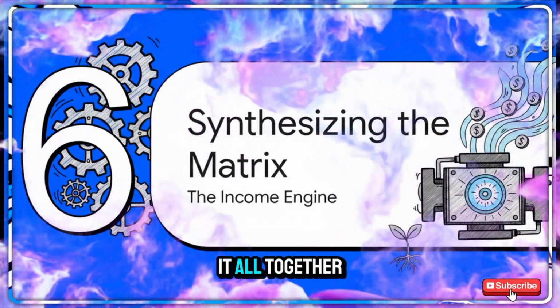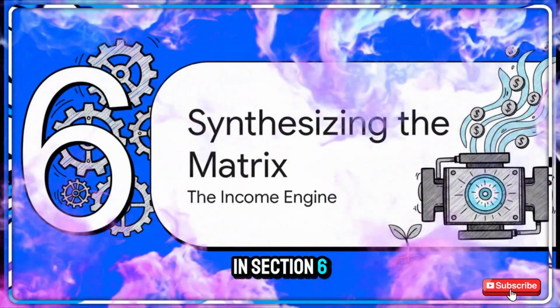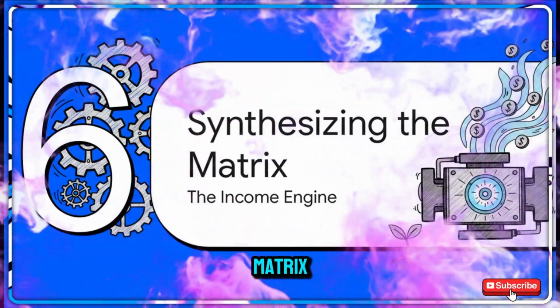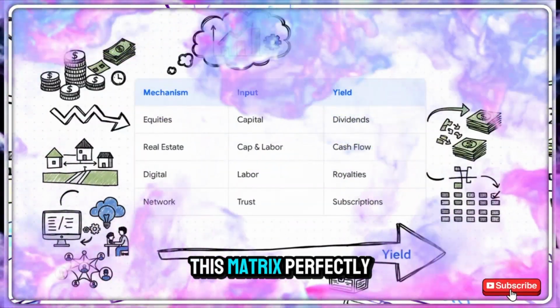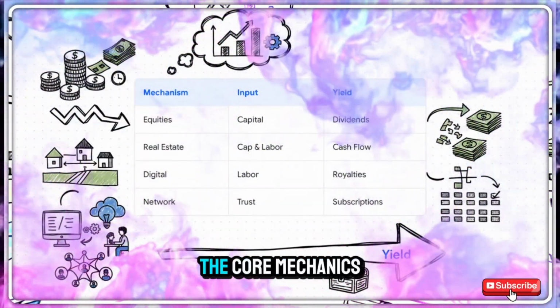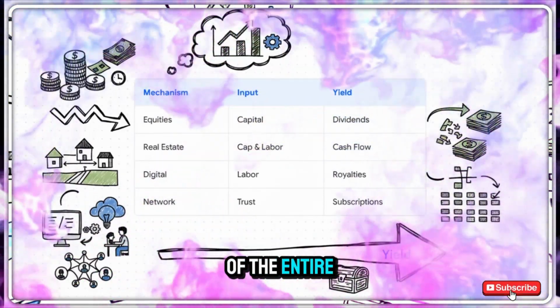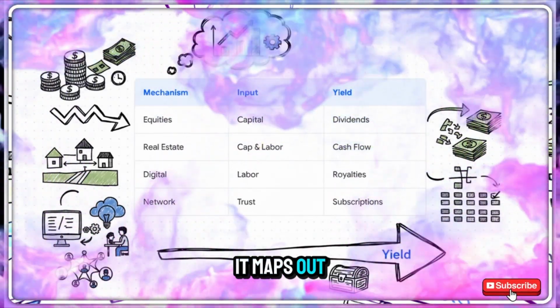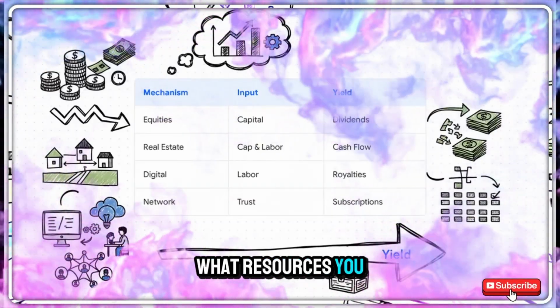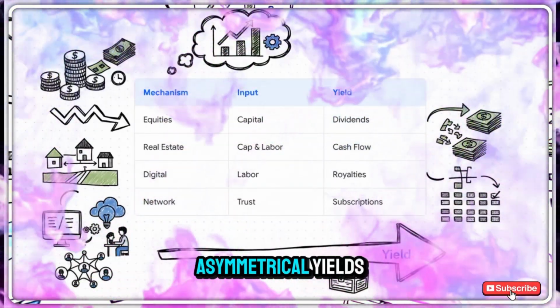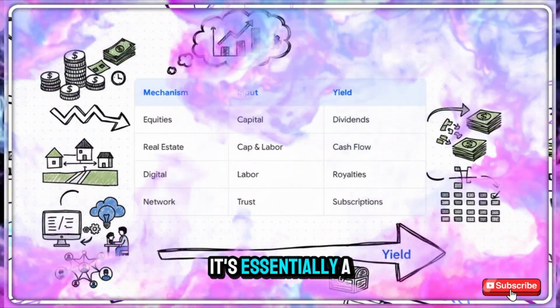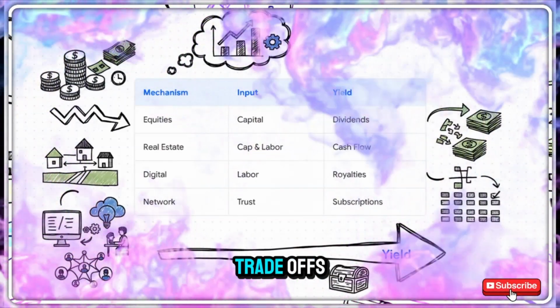Finally, let's bring it all together in Section 6, Synthesizing the Income Matrix. This matrix perfectly synthesizes the core mechanics of the entire expert report. It maps out exactly what resources you must trade to acquire specific asymmetrical yields. It's essentially a precise menu of trade-offs.